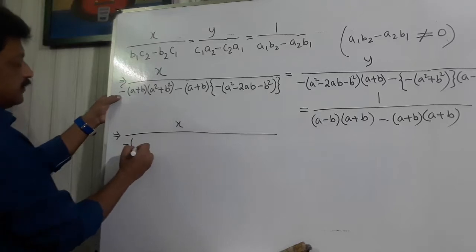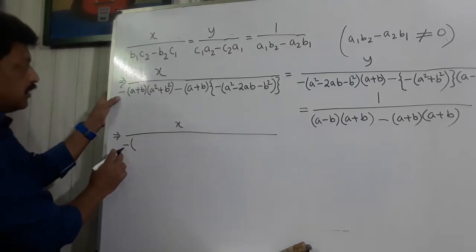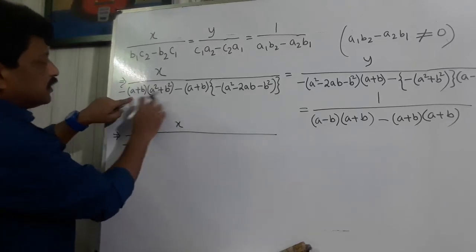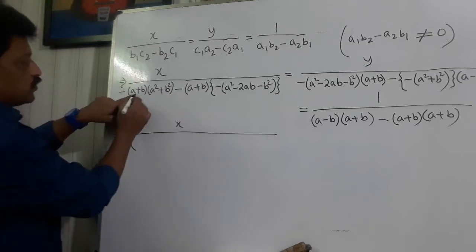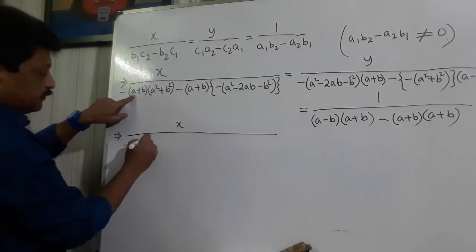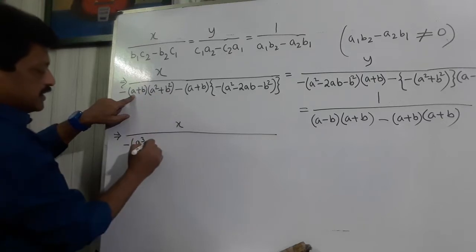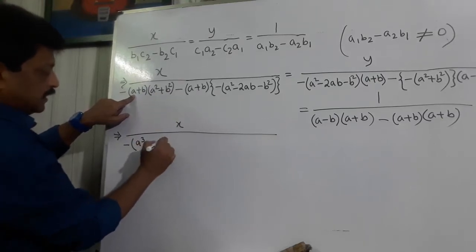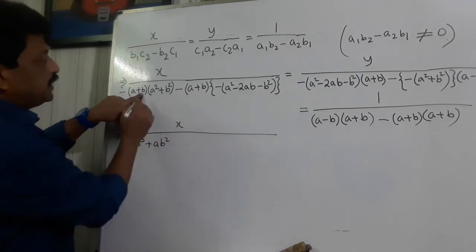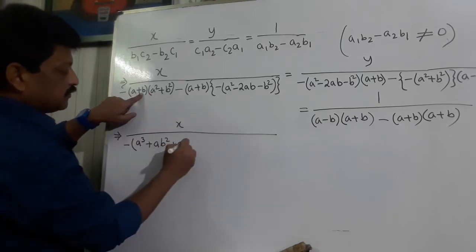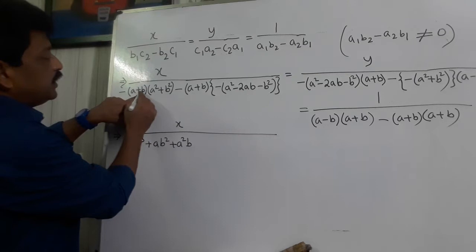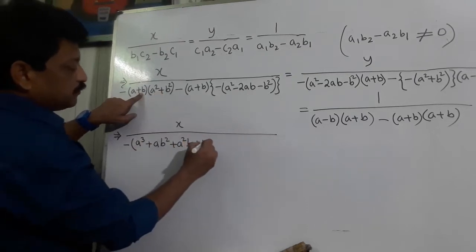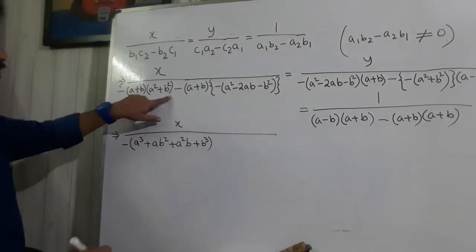Minus sign is there. Let me write down the minus sign outside and let me multiply the whole thing first inside a bracket. So a into a square is a cube, a into b square is ab square, ab square, b into a square is a square b, b into b square is b cube. So the first part is done.